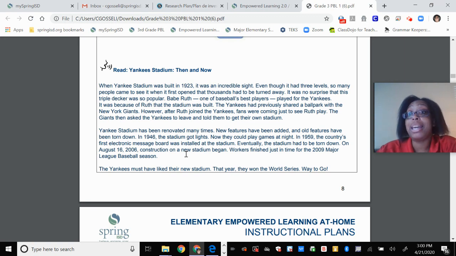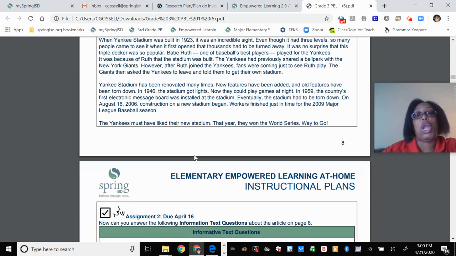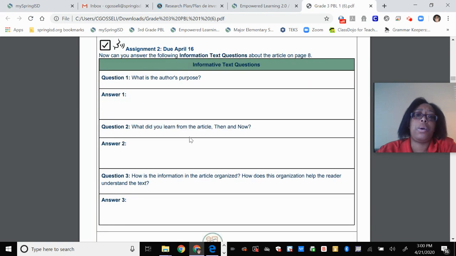This is important because, why is this important? Remember, justify your answer, because they could play night games. All right, so that's question 1 and question 2. Now, question 3 is, how is the information in the article organized? How does this organization help the reader understand the text?